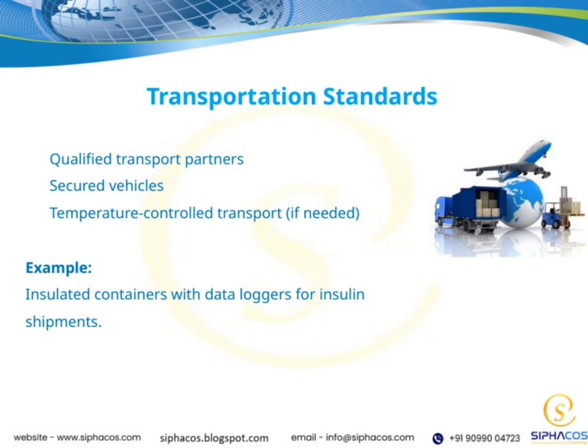For example, we might use insulated containers equipped with data loggers to monitor conditions throughout the journey. Take insulin shipments, for instance. They require precise temperature control to maintain efficacy. Overall, these standards help us maintain the integrity and safety of our products from start to finish, which is a key part of the broader quality assurance we aim for in our supply chain.